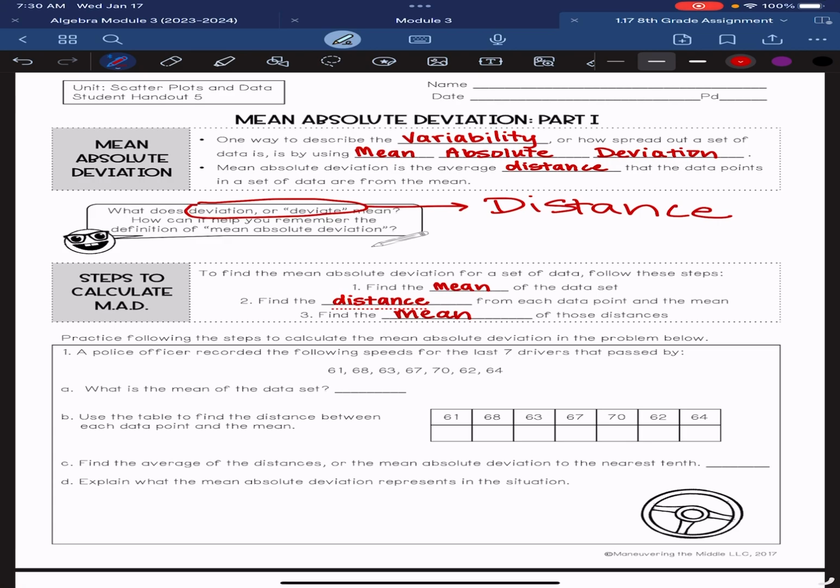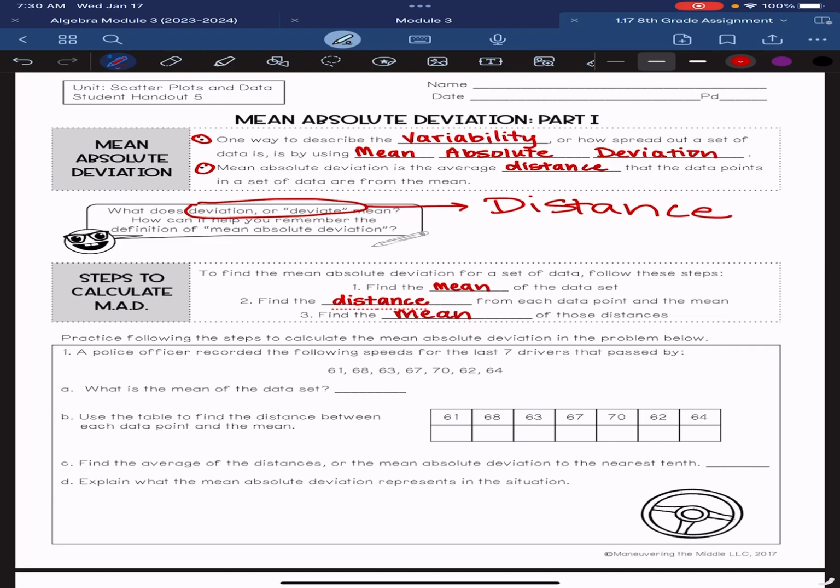Today you're going to learn about mean absolute deviation. What is mean absolute deviation? Right here it says one way to describe the variability, or how spread out a set of data is, is by using the mean absolute deviation. Mean absolute deviation is the average distance that the data points in a set of data are from the mean.